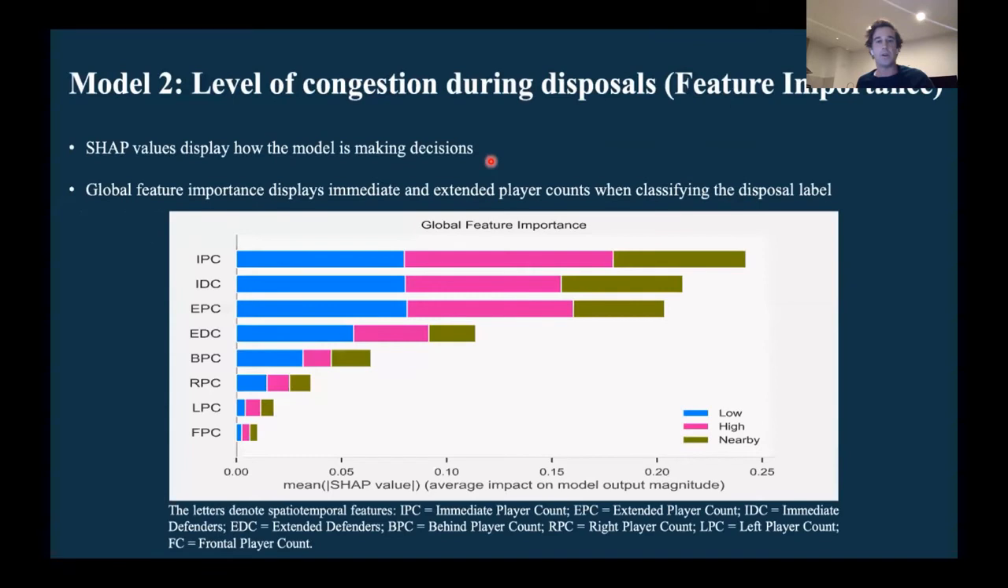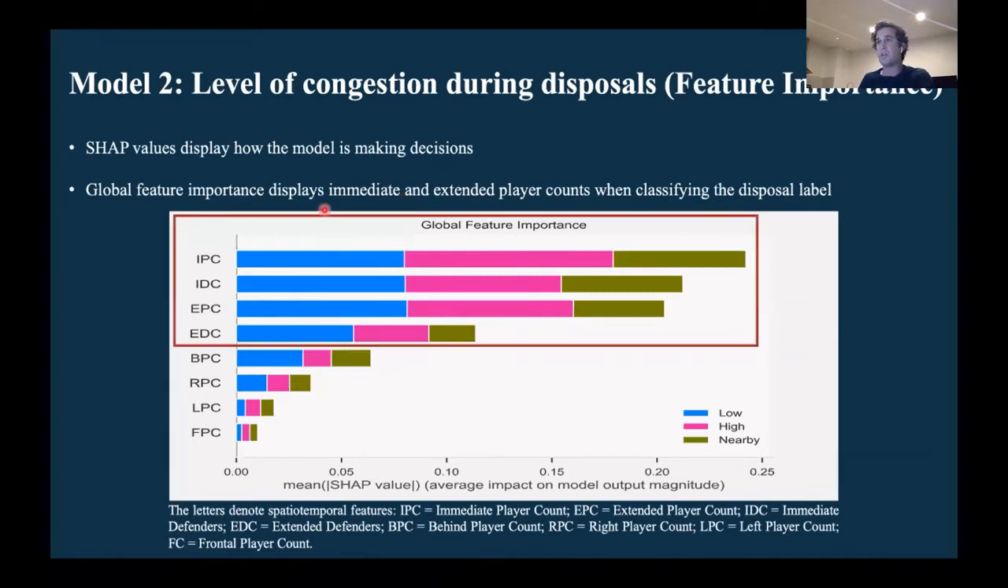So these are our feature importance here with the SHAP values. This is essentially determining how a model makes its decisions. So we look at our global feature importance here. These are the features that actually influenced each disposal label. So these are the immediate player counts and immediate defender counts and extended, so just the total count within that 5 and 10 meter radius.